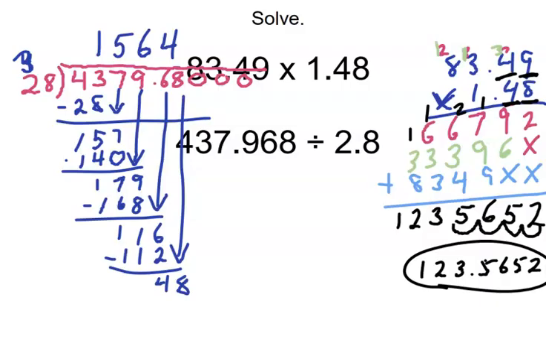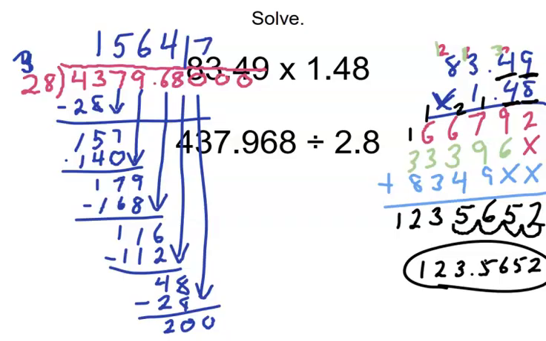Okay, how many times does 28 go into 48? Just once, right? Just one time. So it'll be 28. 48 minus 28 is 20. And then we bring down a 0. 200. How many times does 28 go into 200? Probably about 7, right? Because 6 was pretty close.